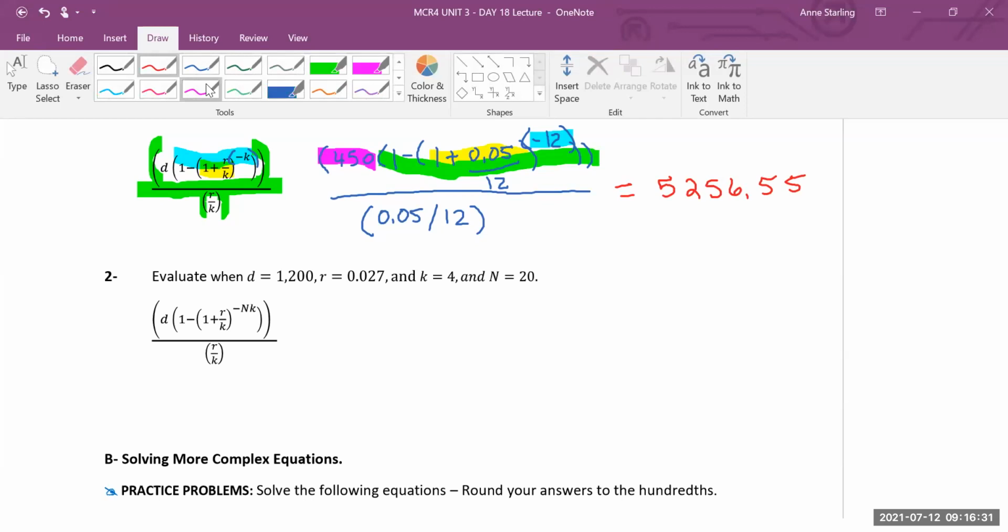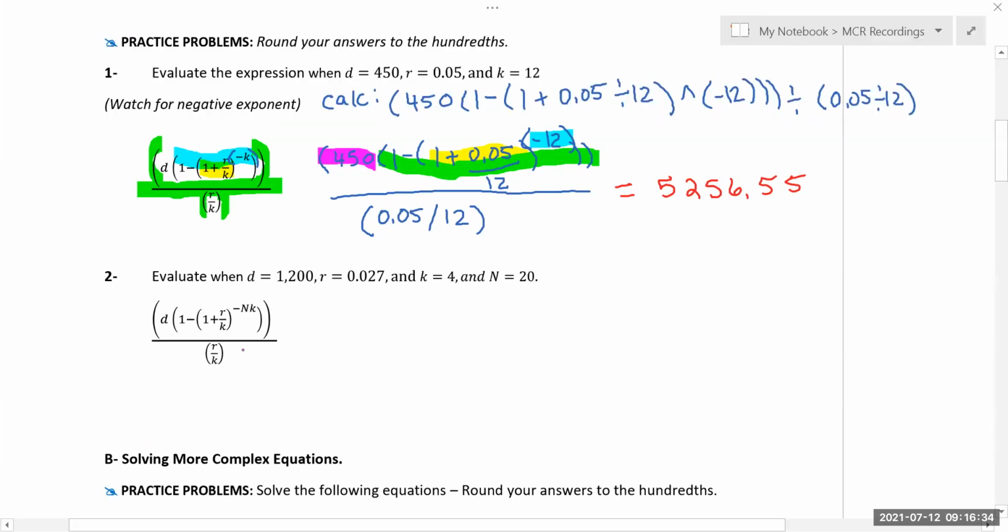Changing up the colors so it looks interesting. Similar idea here, we've got D and R, but this time we've added in just a little more on the exponent. Right here at the negative n times k, I would again put another set of parentheses there, and I would add it into the formula as I'm going. So when I try to type this, I see that it's going to be another formula, another set of parentheses. So I'm going to write this exactly as I see it. 1200, I'm putting all the parentheses in, R, whoops, that was a 2, K.